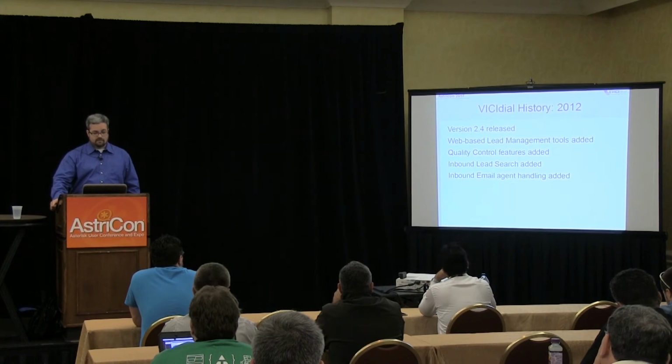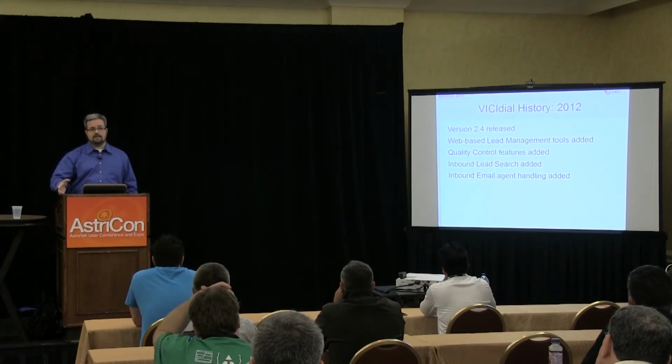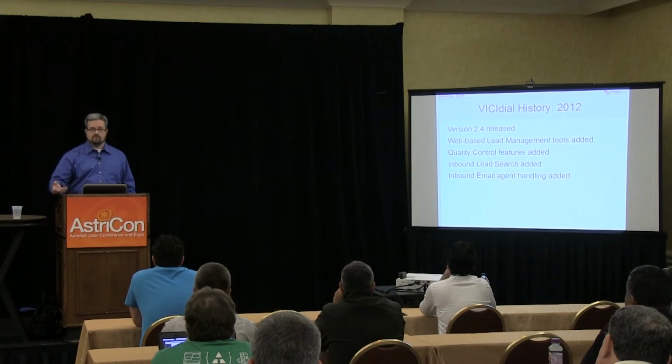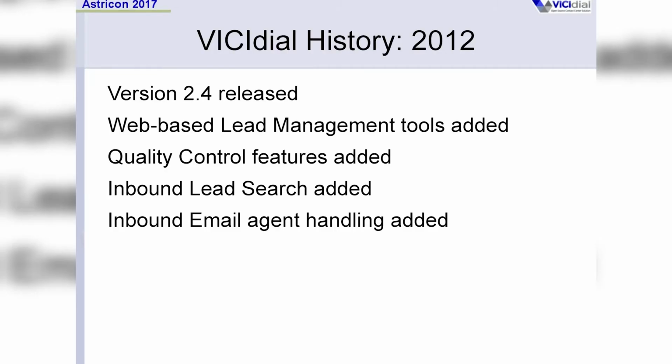2012, we released 2.4, had web-based lead management tools, quality control was added, inbound lead search, so you could actually switch the lead ID of the call while an agent was on that call. And we added inbound email agent handling, where agents in amongst taking calls and everything like that could also handle email. 2013, we released 2.7. We added report logging.